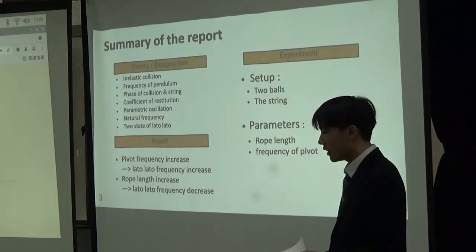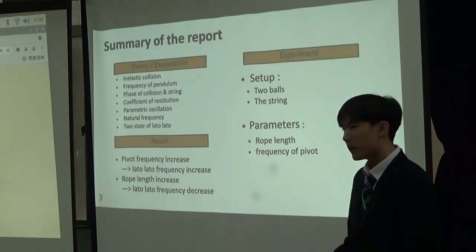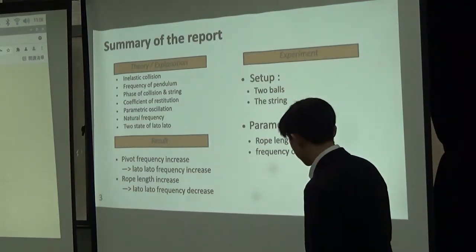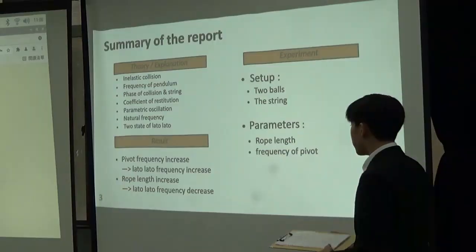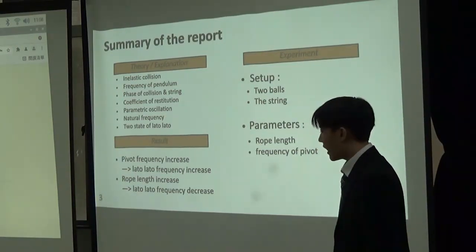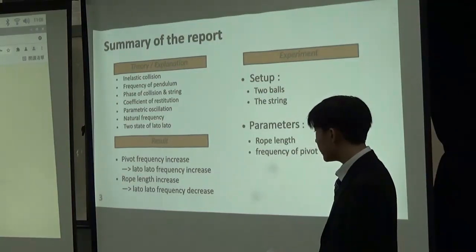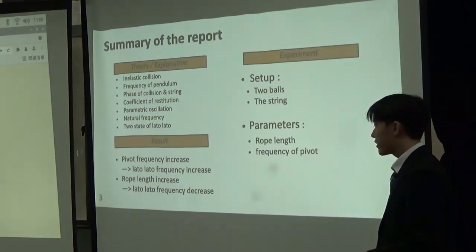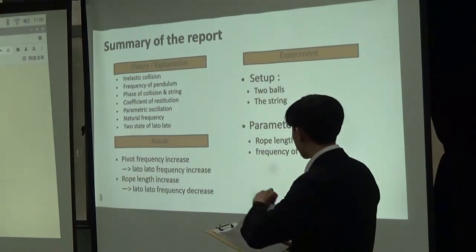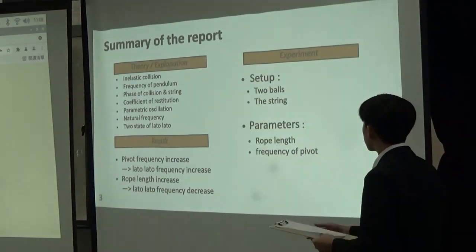Next, as for the experiment, first up, they used a lateral, and then they used their hands to control the lateral, and they used a metronome to control the frequency of the head, which we'll also discuss later. Okay, so the main parameters were the length of the rope and the frequency of the pivot, and when the frequency of the pivot increased, they found that the lateral frequency also increased. And when the rope length increased, they also found that the lateral frequency increased.